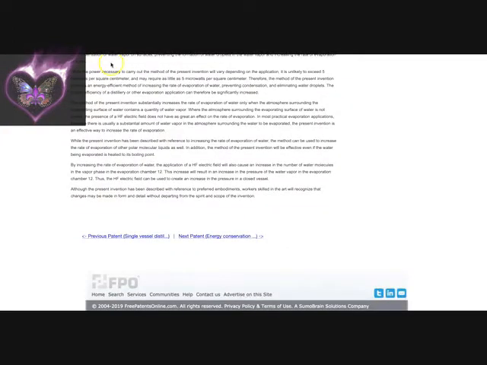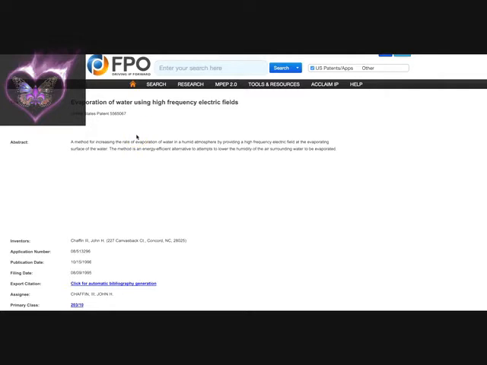Okay, let's go to the evaporation of water using high-frequency electric fields. Right, whether they ever made this one or not, these are things that are doable. 1995, 96. A method for increasing the rate of evaporation of water in a humid atmosphere by providing a high-frequency electric field at the evaporating surface of the water. The method is an energy-efficient alternative to attempts to lower the humidity of the air surrounding water to be evaporated.